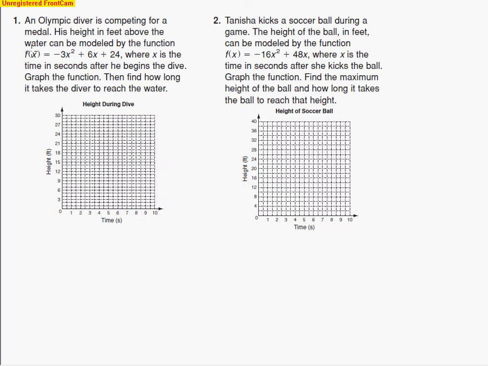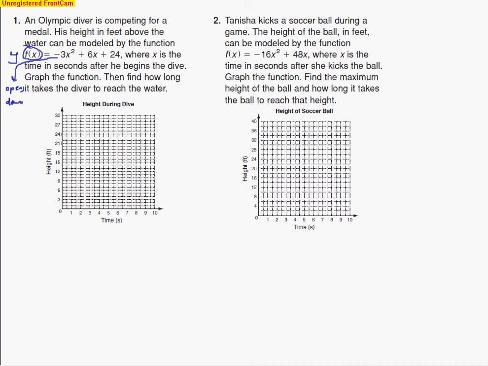So this f of x is the same thing as just saying y. It means the same exact thing. It's just a different notation. It's called function notation. And so we see what this ends up looking like. The graph of this, since it's a negative 3x squared, I know it opens down. So that gives me an idea about what I'm trying to do here. And it kind of makes sense.